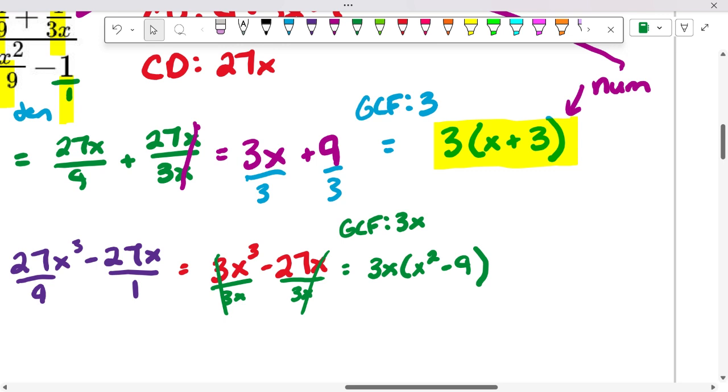What do I have? So what's in the parentheses? What's going on with these? What's this? X squared minus 9, also known as a what? Oh, a difference of squares. The difference of squares, so we got to factor it again. How do I factor a difference of squares?